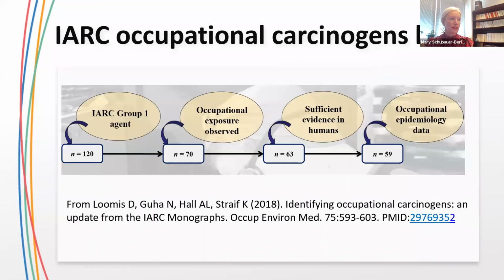So to look more closely at this, at the time of a very nice paper that was written by my former colleagues in this program, Dana Loomis et al., they analyzed the then 120 Group 1 agents and found that 70 of these had occupational exposure associated with them. And most of them, 63, had found sufficient evidence in humans. And of these, nearly all, 59, had some occupational exposure data, occupational epidemiology data, usually from cohort studies.